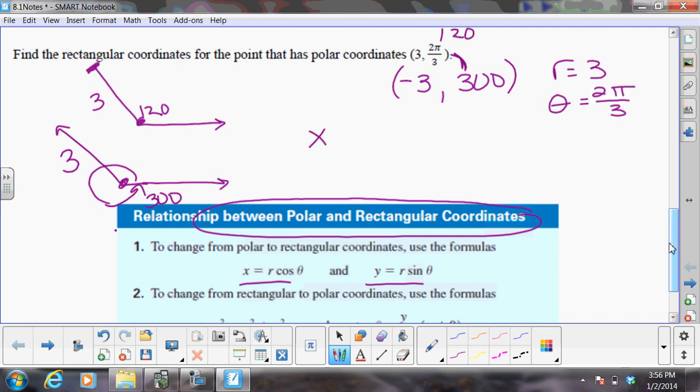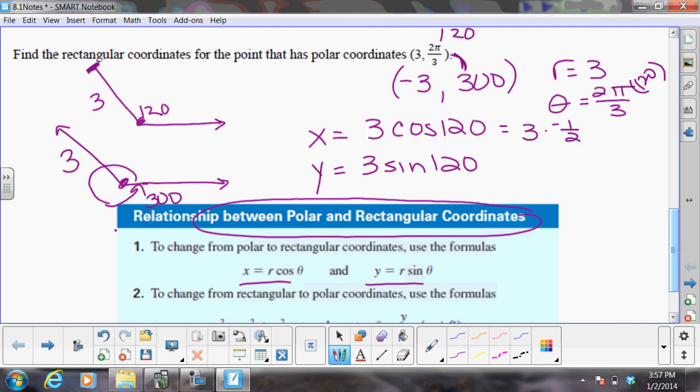So to find the x value, we get 3 cosine 120. To find the y value, 3 sine 120. Remember this is 120. If you didn't remember, it's right up there too. Cosine of 120 is negative a half, because we're talking about reference angle of 60. Cosine of 60 is a half, but in quad 2, it is negative. So 3 times negative half is negative 1.5.